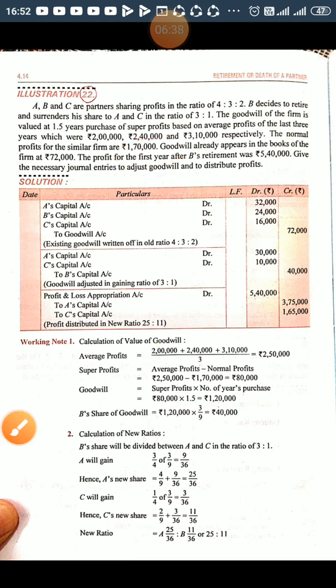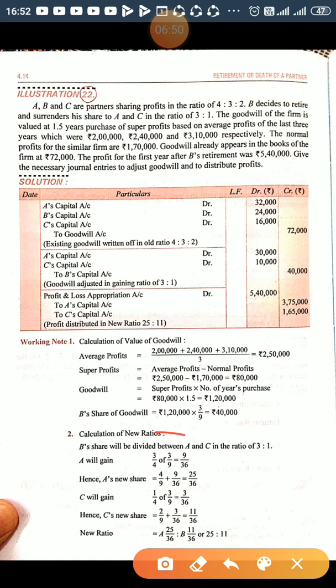Now we calculate B's share. B is getting retired, so B's share is 3 by 9. 3 by 9 of 1,20,000 is 40,000.